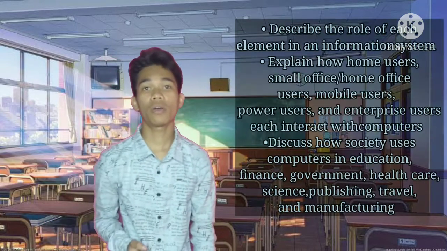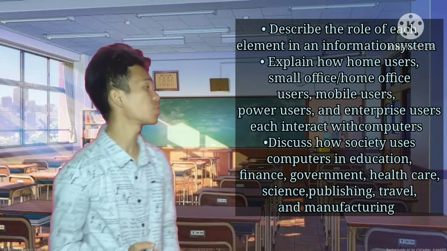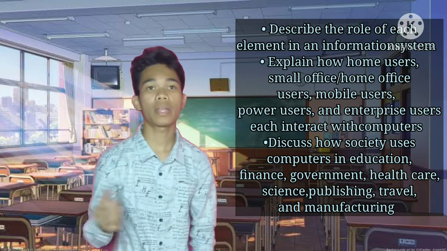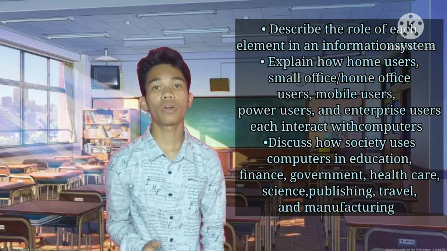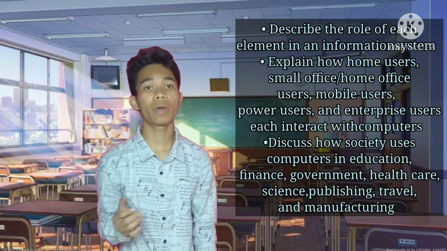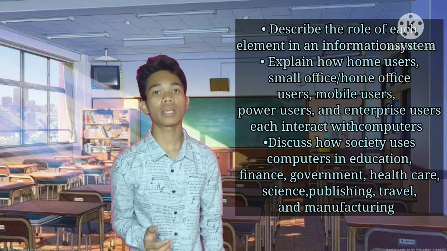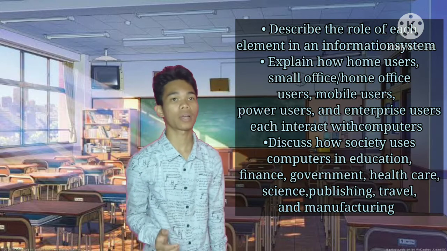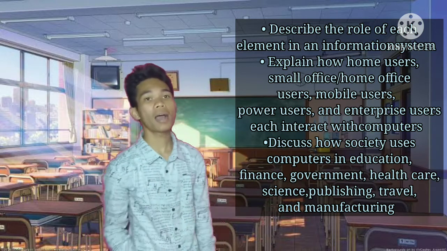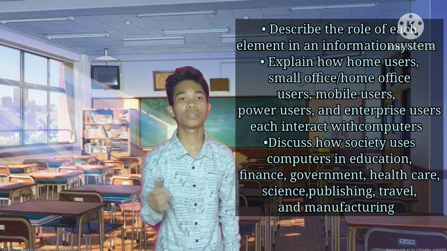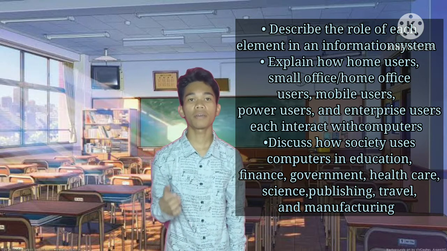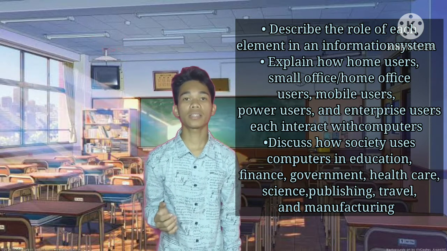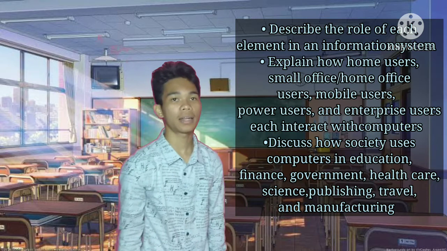Describe the role of each element in an information system. Explain how home users, small office or home office users, mobile users, power users, and enterprise users each interact with computers. Then discuss how society uses computers in education, finance, government, healthcare, science, publishing, travel, and manufacturing.